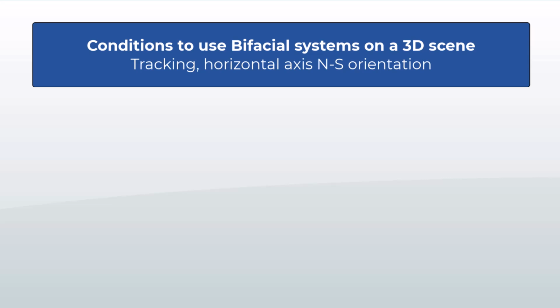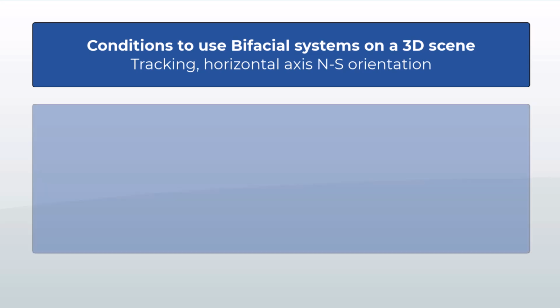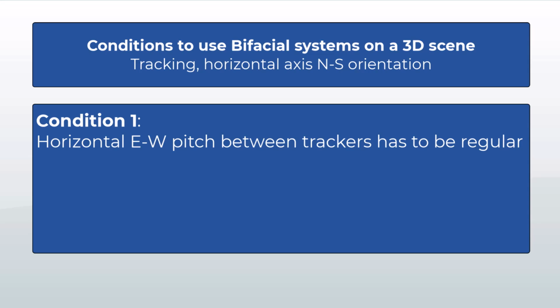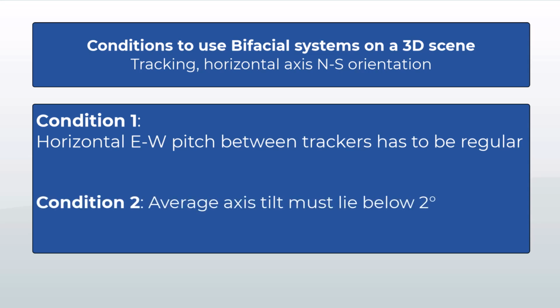The conditions for tracking horizontal axis north-south or the tracking tilted axis orientation with the shading scenes are: the horizontal east-west pitch between the trackers has to be regular enough. The average axis tilt must lie below the threshold, given by default as 2 degrees.